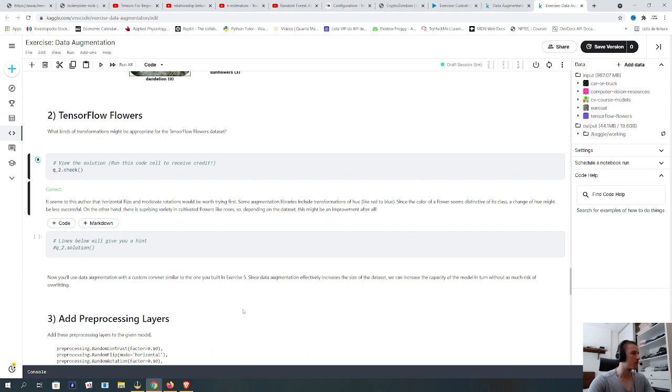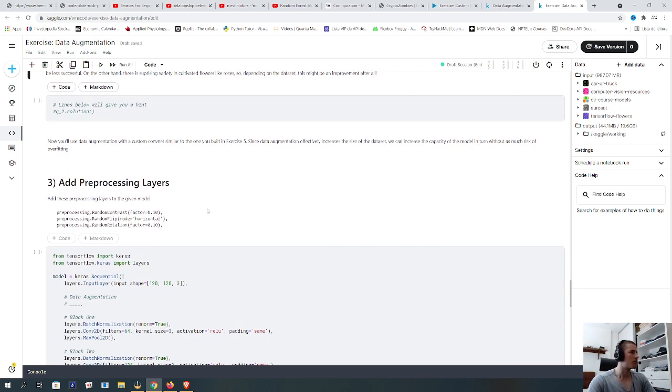The horizontal flips and moderate rotations would be worth trying first. Some augmentation libraries include transformations of hue, like red to blue. Since the color of a flower seems distinctive of its class, a change of hue might be less successful. On the other hand, there is surprising variety in cultivated flowers like roses. So depending on the dataset, this might be an improvement after all.